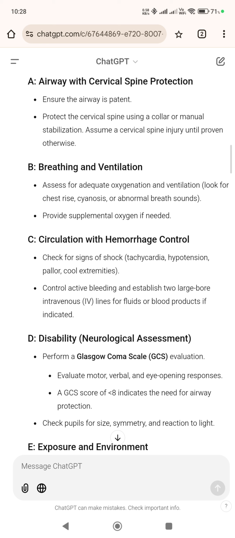D. Disability, neurological assessment. Perform a Glasgow Coma Scale, GCS, evaluation. Evaluate motor, verbal, and eye-opening responses. A GCS score of 8 or less indicates the need for airway protection. Check pupils for size, symmetry, and reaction to light.